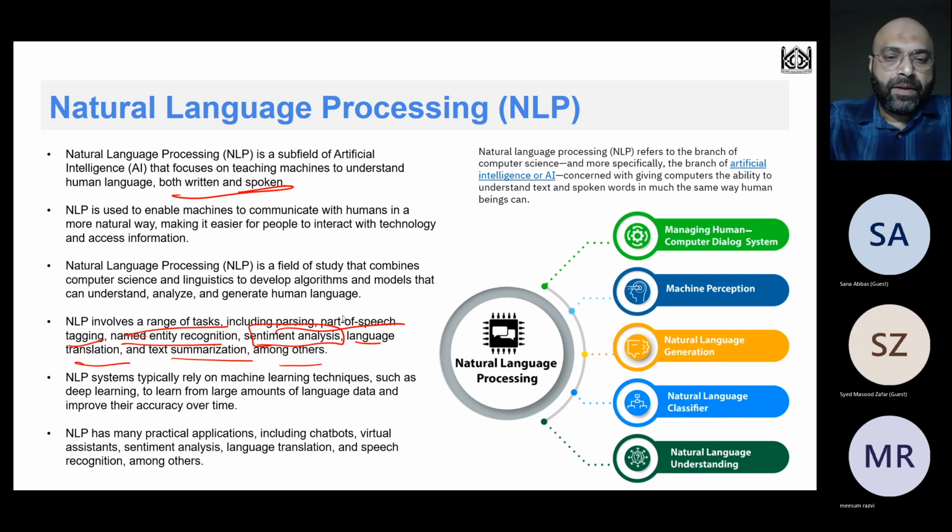Okay. All right. On the right hand side, you see there are different types of NLP, or natural language processing. Managing the human computer dialogue system, or the machine perception, natural language generation, or classifier, or understanding. So there are different types and areas that are available there.